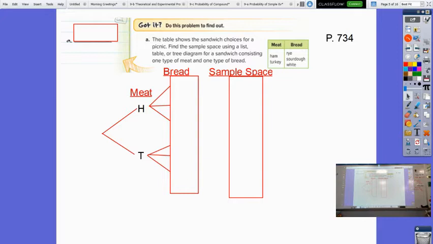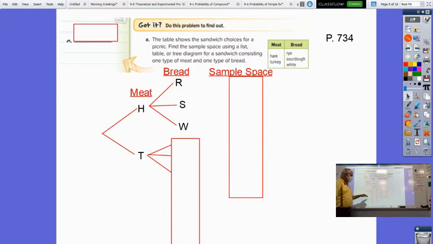Okay, you can abbreviate here, right? Ham and turkey. All right. Then, if you pick ham, what are these three things coming off of ham? Rye, sourdough, and white, the three bread choices. Okay? Dude, sourdough's so good. Sourdough's fantastic.